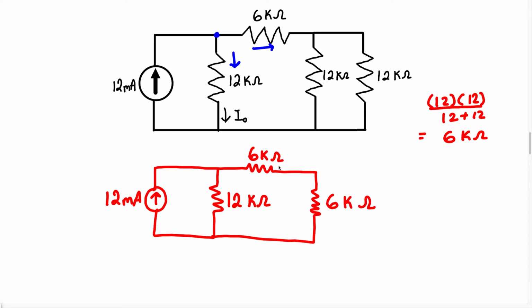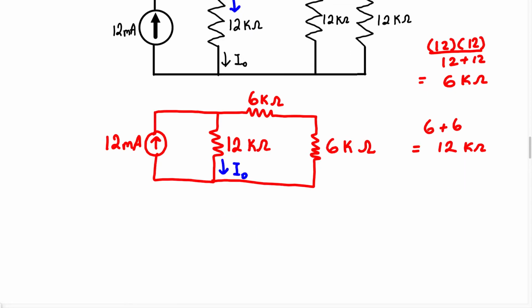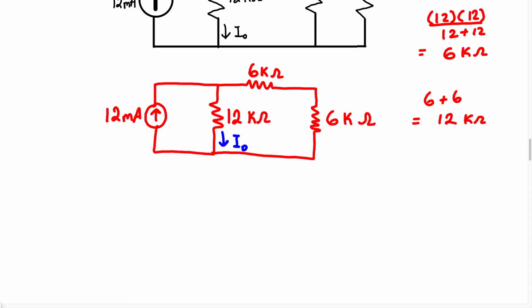Now, when we look at this, we know the current Io, and that's what they want us to find, is still going to be through this branch right here. So we have Io. Now, when you look at this, you can say, all right, well, we know these two resistors are in series, so we can simplify that to one resistor instead of having two. We have 6 plus 6. That's going to give us 12 kilo ohm. So we can reduce this circuit once again.